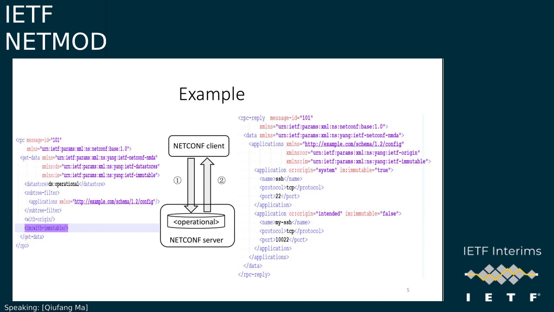Then this slide gives an example of how this immutable annotation could be requested and returned. Here we use some XML snippets to show how the NETCONF client could request some configuration, like application in this case, which is a list. It also uses with-origin and with-immutable parameters to retrieve the operational datastore. And the server will reply with the related application configuration. In this case, we would have two instances of the application node.